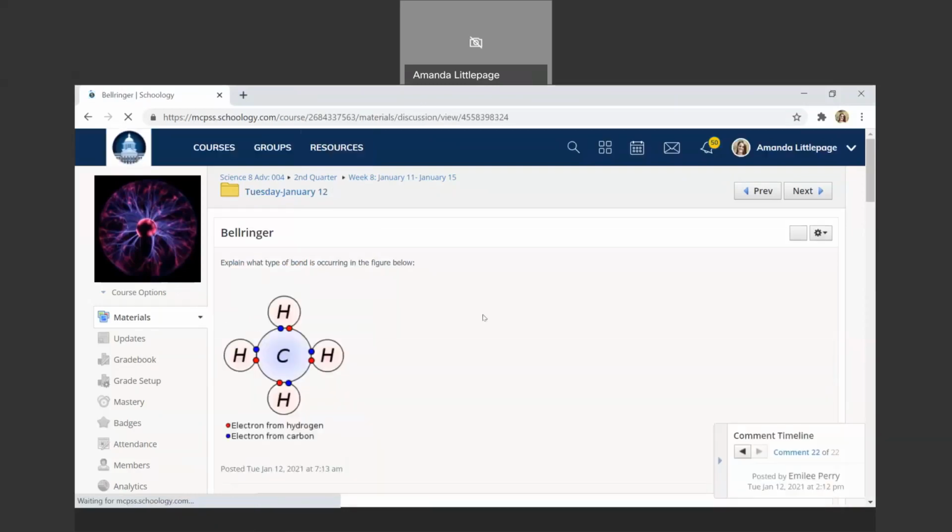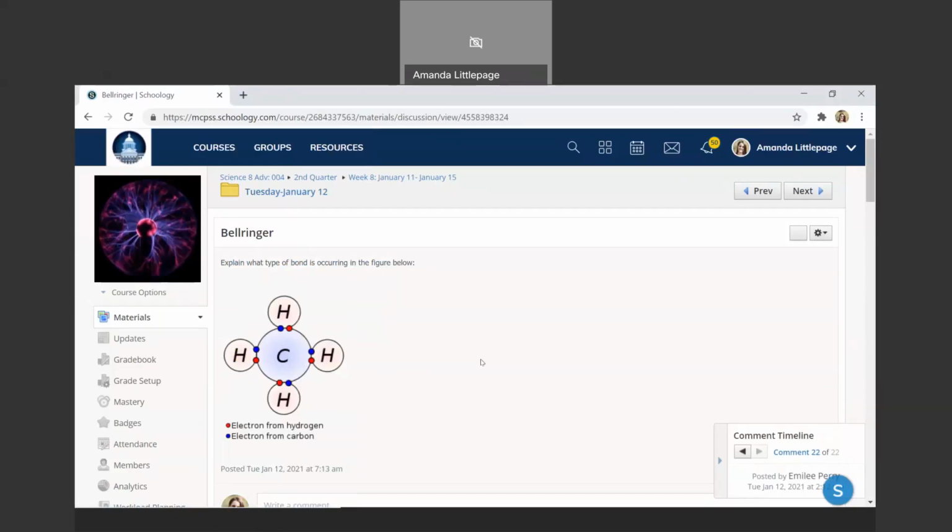So here's your bell ringer. It says, explain what type of bond is occurring in the figure below. Earlier in our lesson this week, we learned about the difference between ionic and covalent bonds. In an ionic bond, electrons are officially being transferred or moved or given away, resulting in a formal charge. In a covalent bond, electrons are being shared.